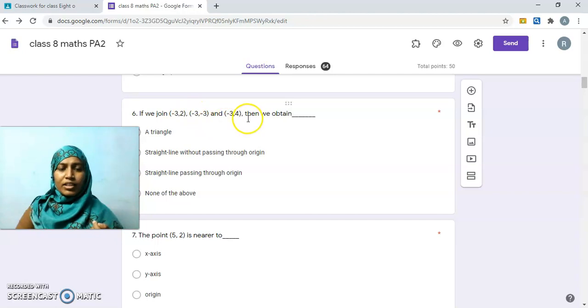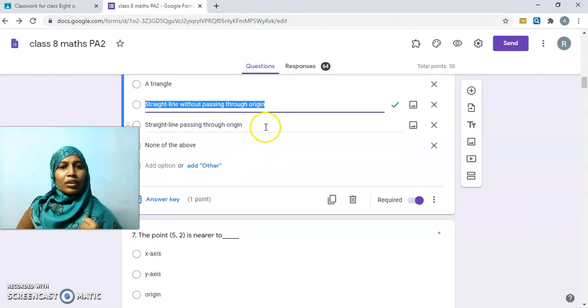If you couldn't analyze just by looking at it, you should have gone for a rough diagram in your graph paper, because you are just now learning all these coordinates and you will not be in a position to analyze these things just orally. Only if you practice on graph paper, you will get practice. That's why I asked you to use a rough graph sheet to find the correct option. It's a very simple thing. So straight line without passing through origin is the right answer.